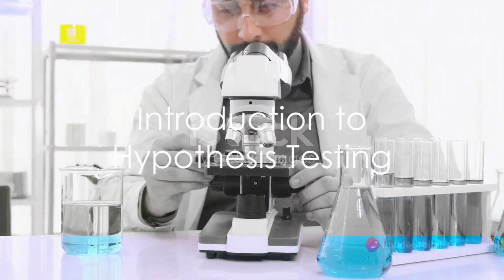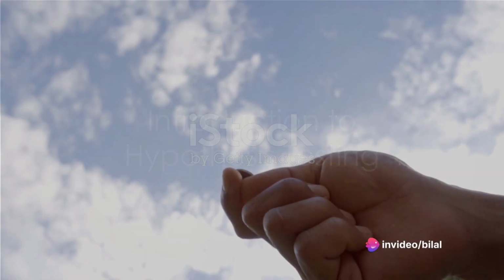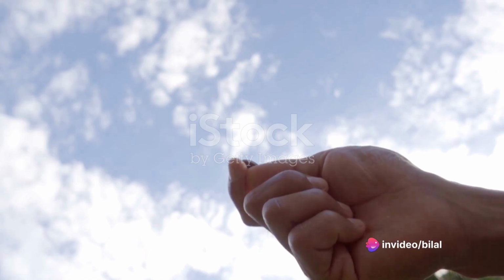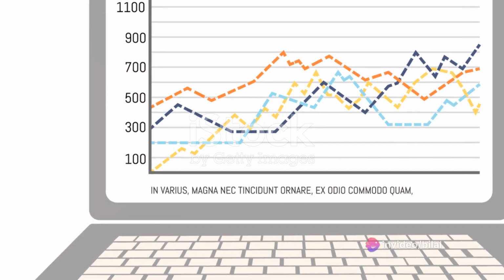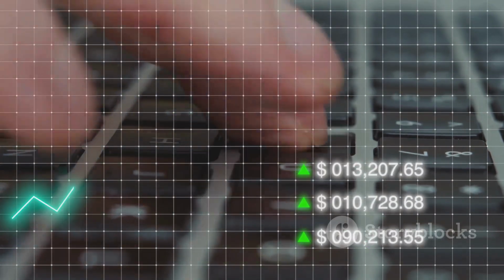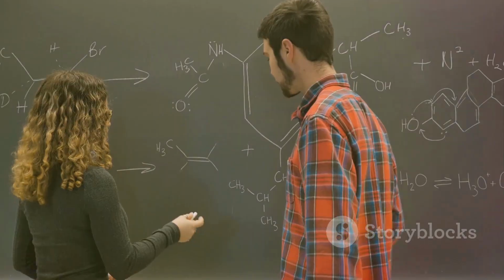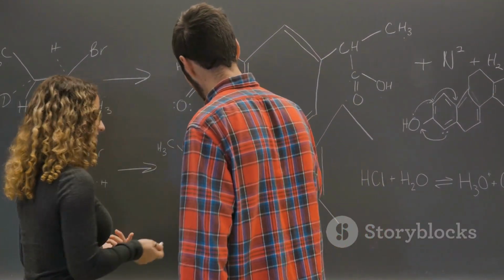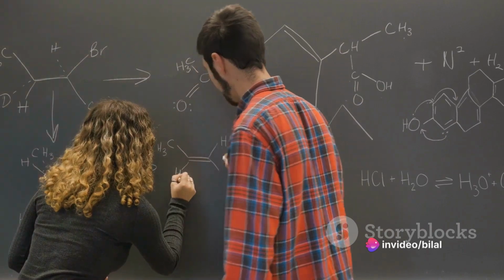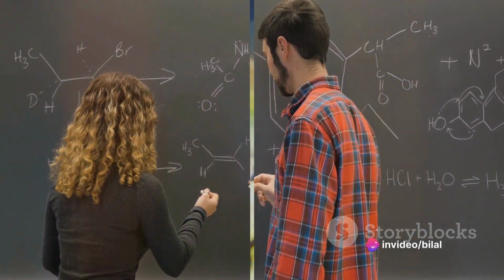Can a coin flip truly be random? Or is there a subtle science at play that might predict the outcome? This question might seem simple, yet it forms the basis of statistical analysis and hypothesis testing. In essence, a hypothesis is a tentative statement or proposition that suggests a relationship between two or more variables.